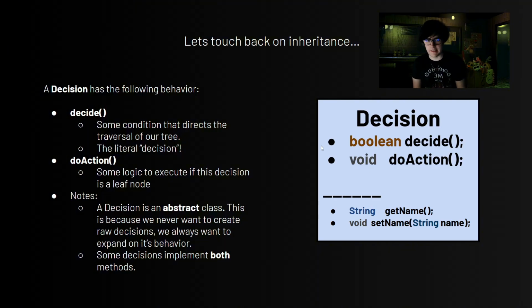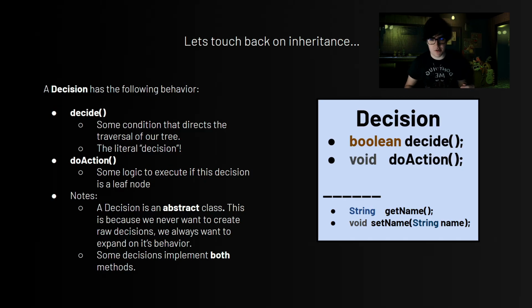Alright, let's touch back on inheritance for a minute. We're going to be implementing a decision class, okay? And basically, all of our ghosts are going to follow a tree of these decisions. But here's the thing. A decision itself is going to be an abstract class, which, if you remember, means that we're never going to make an instance. We're never going to say decision equals new decision. We're going to create subclasses of decision and create instances of those, okay?